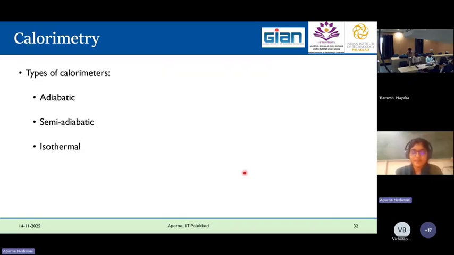If you see the types of calorimeters, we have three different types: adiabatic, semi-adiabatic, and isothermal. We have the heat of solution calorimeter also, but that involves the usage of acids, which is not good for a workplace. So it is right now obsolete. But still, there are three different types of calorimeters which we discuss now.